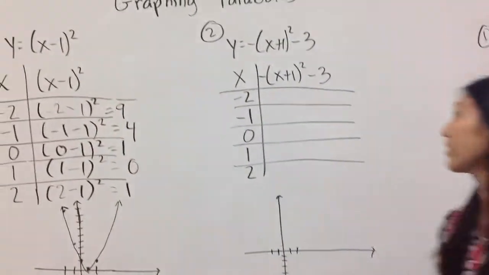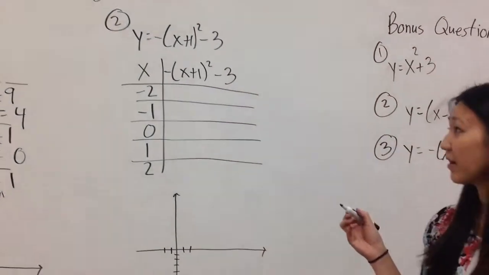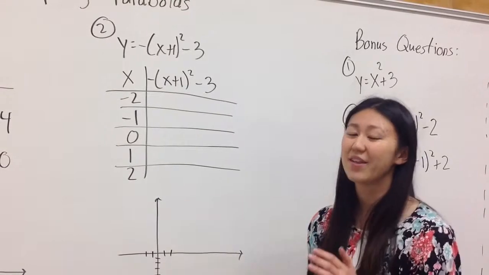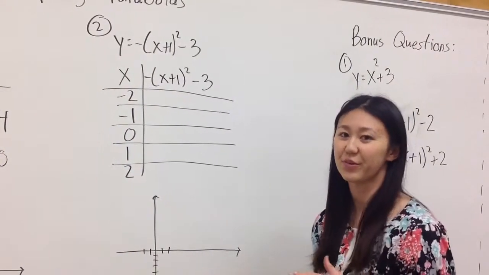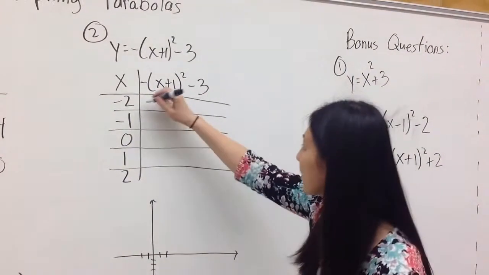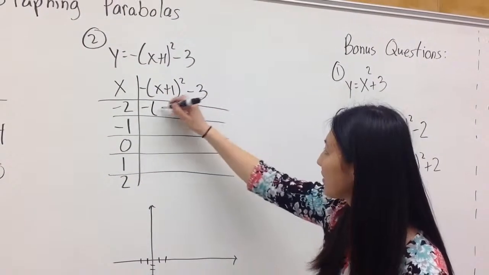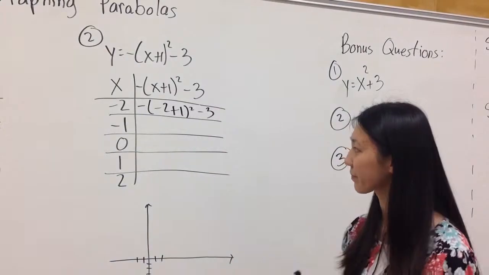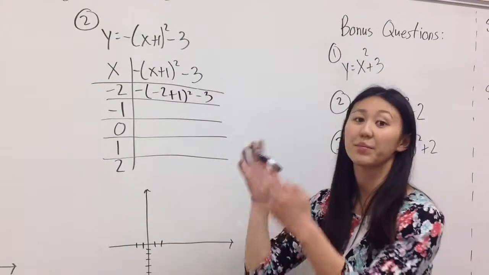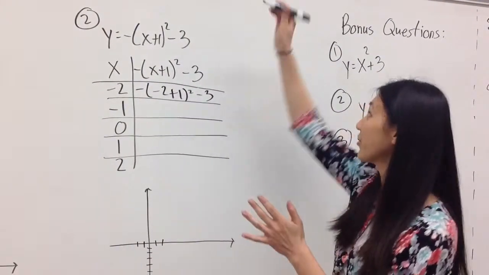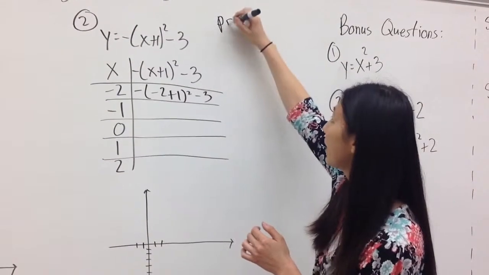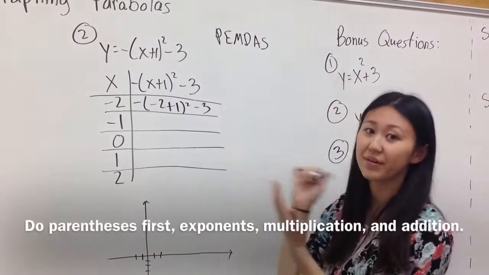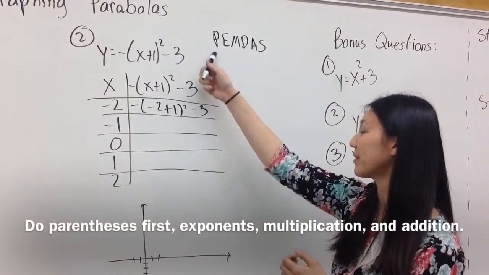Okay, let's look at our next one. The next one looks quite a bit more complicated, so it's even more important now that you remember your order of operations, right? So let's go ahead and start. We have the negative on the outside. It's -2 plus 1 squared minus 3. So again, parentheses go first. In case you're wondering what I'm talking about, PEMDAS. So this is the order that we do everything in. We're looking at parentheses first.